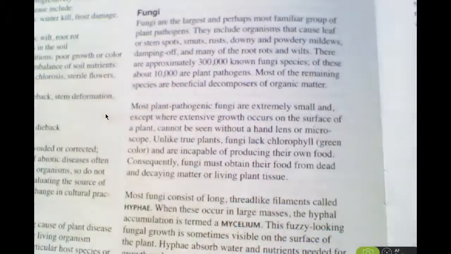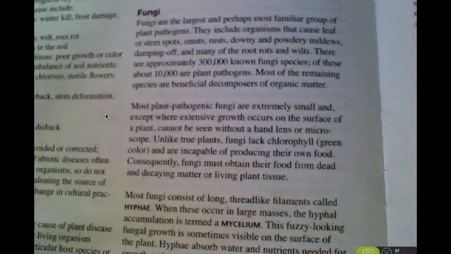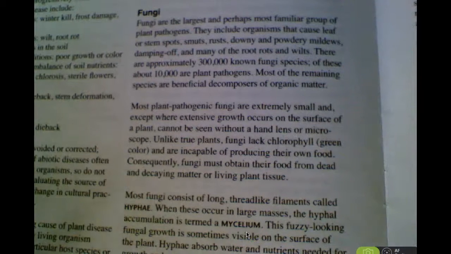Okay, so the major groups, and I'm just showing this for something to show, are fungi and bacteria and nematodes. And what you want to know about fungi is that they are actually reproduced by thread-like filaments called hyphae. And when you have large masses of these hyphae, they're called mycelium. And that's that fuzzy-looking growth that I showed you a picture of on the surface of the powdery mildew. And you usually have lots and lots of spores.